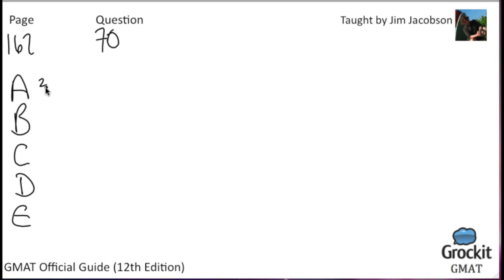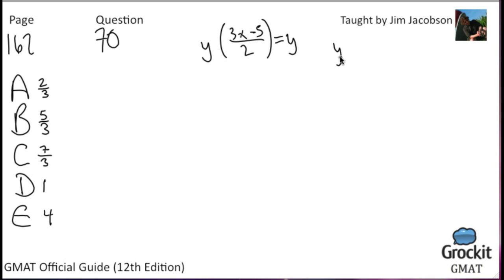A is 2/3, B is 5/3, C is 7/3, D is 1, and E is 4. So if y times the quantity 3x minus 5 over 2 equals y, and y does not equal 0, then x equals something. Let's get that up here. So y times 3x minus 5 over 2 equals y, and y does not equal 0. What is x?